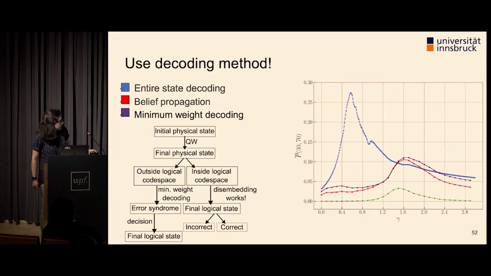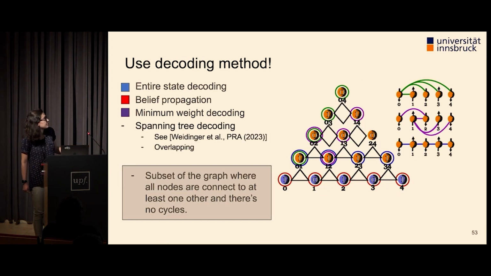So these are two fairly similar decoding methods, hence why they might perform fairly similarly. We still thought there might be room for improvement, so we tried another decoding method. The next thing we tried was spanning tree decoding. For more info in the context of QAOA, you can see some papers by Anita Weidinger.